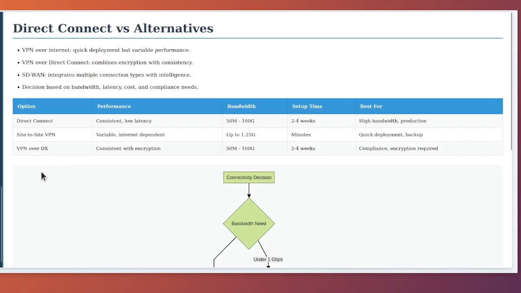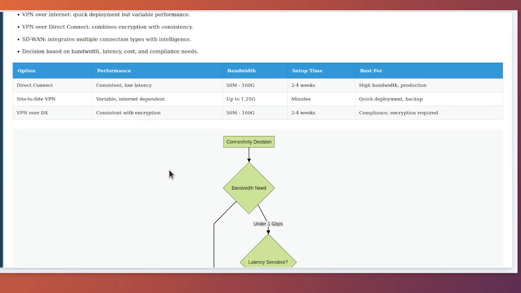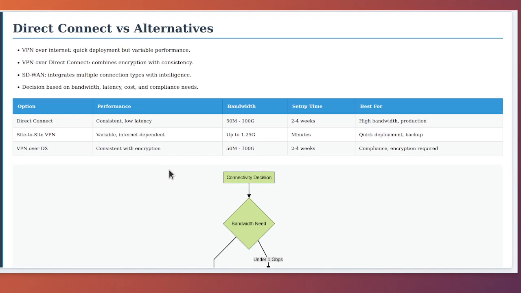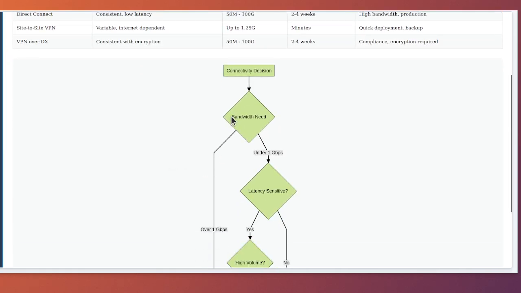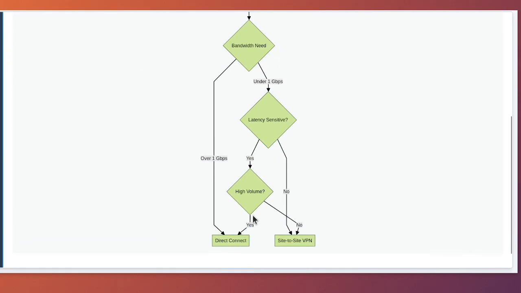Direct Connect versus alternatives. Direct Connect is a powerful solution, but it is not always the right choice for every scenario. Understanding how Direct Connect compares to alternative connectivity options will help you make informed architecture decisions. The most common alternative is AWS Site-to-Site VPN, which establishes encrypted tunnels over the Internet to connect your on-premises network to AWS. VPN is much simpler and faster to deploy than Direct Connect.